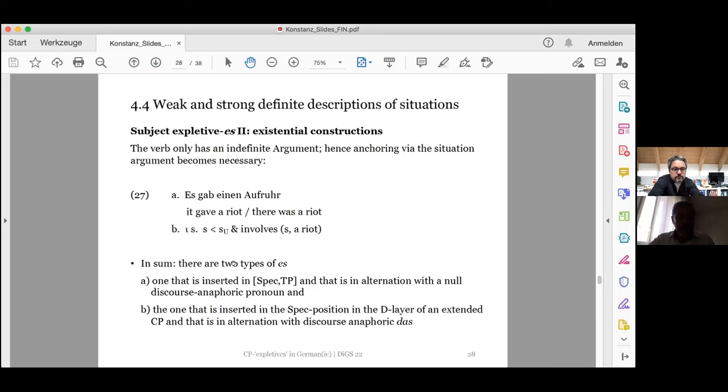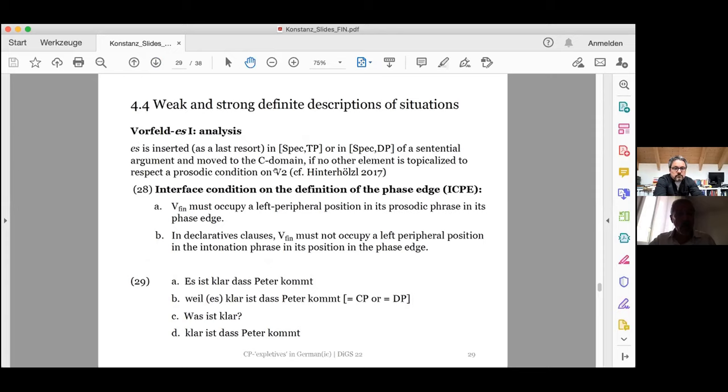So putting everything together, we have two types of es. One is inserted in spec TP, and that is in alternation with a null discourse anaphoric pronoun. And the other one is inserted in the specifier position in the left periphery of an extended CP, and that is in alternation with discourse anaphoric da, as we have seen. Now, what is Vorfeld es is nothing else than an es inserted in spec TP as a means of last resort in case of a sentential argument, and the conditions I will give you in a minute, just if no other element is topicalized.